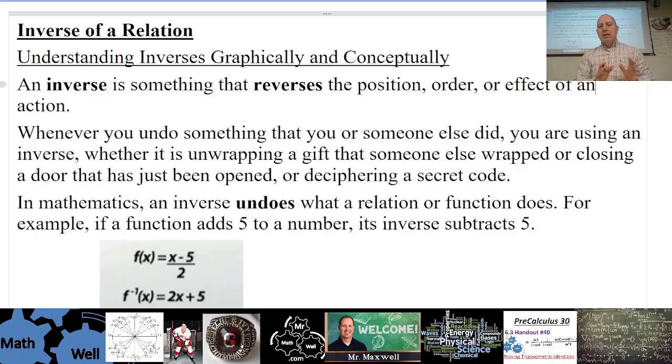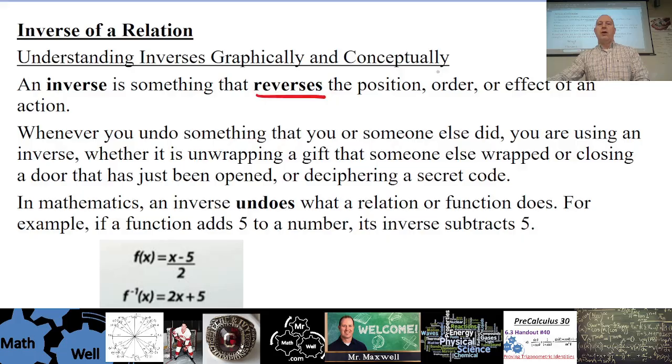So, an inverse is something that reverses position, order, or an effect of an action. Okay, so when you think about the inverse of a function, we are reversing sort of the mathematical operations in the function a lot. And as a matter of fact, what you'll see later is there is a reversal of the x and y coordinates when we're graphing. So inverse is going to mean reverse. You have to remember that little phrase, okay? Inverse means reverse.